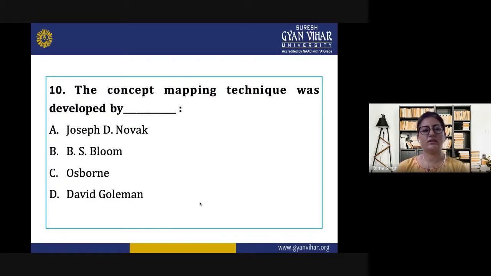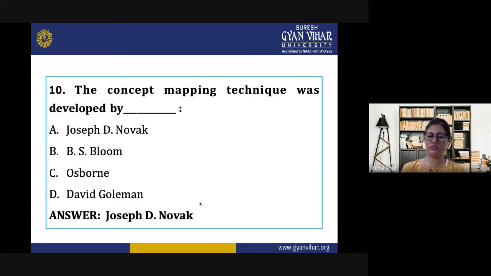Question number 10 is, the concept mapping technique was developed by dash. Who was the one who gave the concept of this concept mapping technique to us? The options are Joseph D. Novak, B.S. Bloom, Osborne, or David Goleman. So the correct answer is Joseph D. Novak, along with his associates at Cornell University in New York, USA. He found out that learning needs to be related to each other. The concepts of previous knowledge need to be connected with the new knowledge, and this is how they came out with the concept mapping technique.